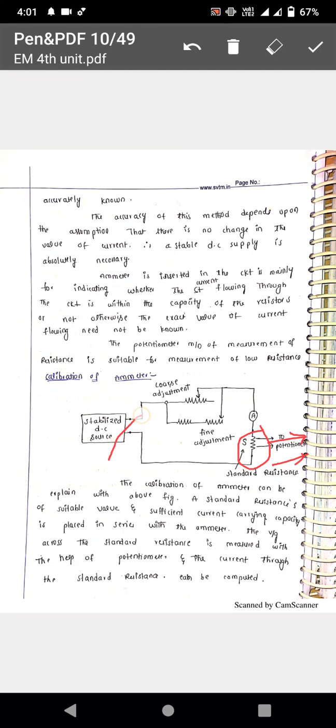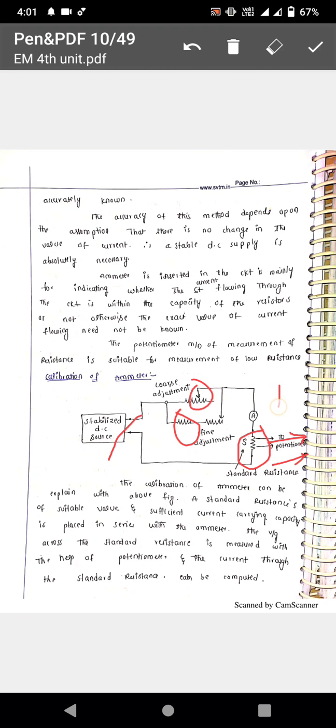First, a DC supply is required because it's a DC potentiometer. And fine and coarse adjustment. These are similar to rheostats in a DC RPS. Fine and coarse adjustment, two rheostats, to adjust the current through the ammeter.